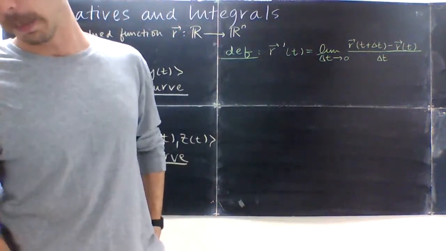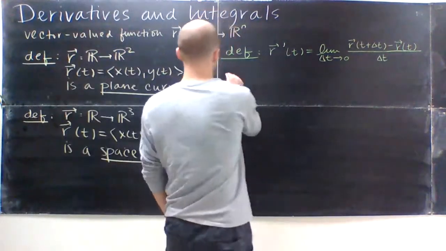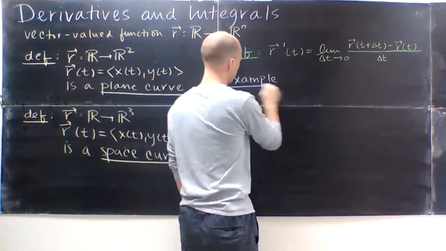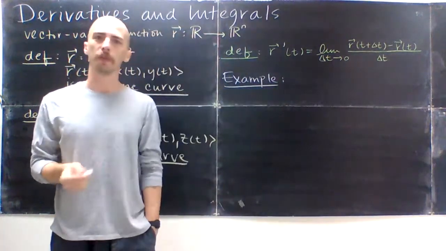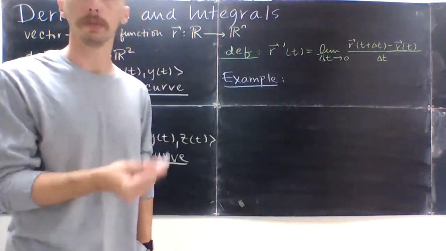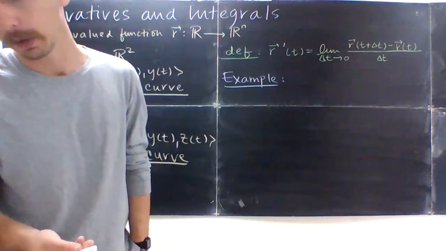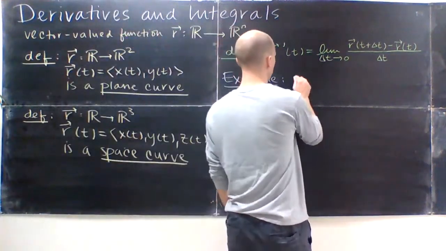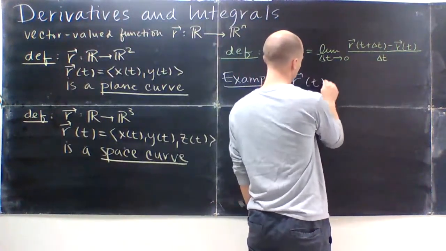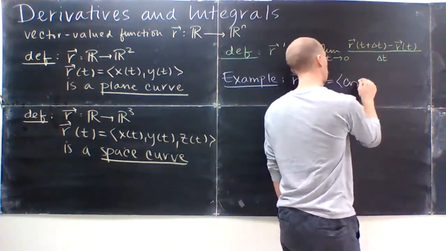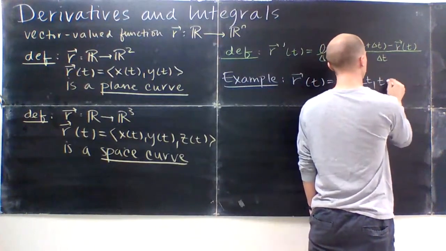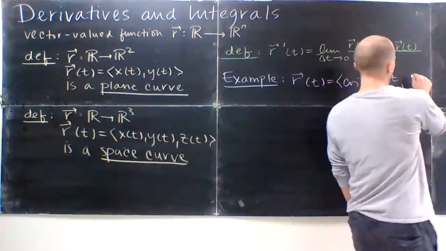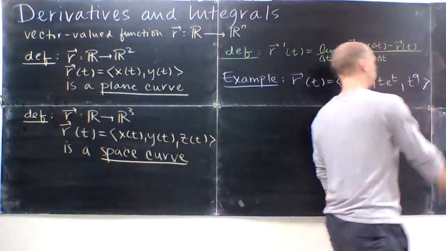So I'll give you an example. In practice, we're going to take a derivative of a vector-valued function by taking the derivative of each of its components. The example I was thinking of is cosine of 2t, t e to the t, and t to the.